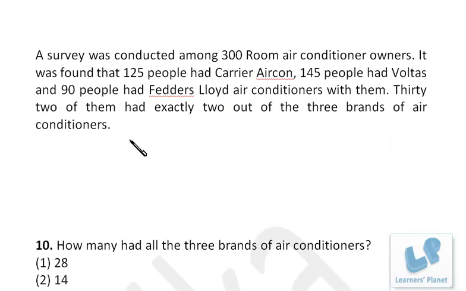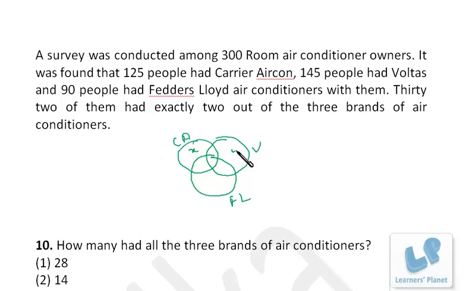Now let's see this interesting question. A survey was conducted among 300 room air conditioner owners. 125 this, 145 this, and 90 had this. Okay, I draw the Venn diagram. Now this is Carrier Aircon, this is Voltas, and this is Fedders Lloyd. Now let's fill up, because we don't have the individual numbers. So it is X, Y, Z, P, Q, R, S, right?